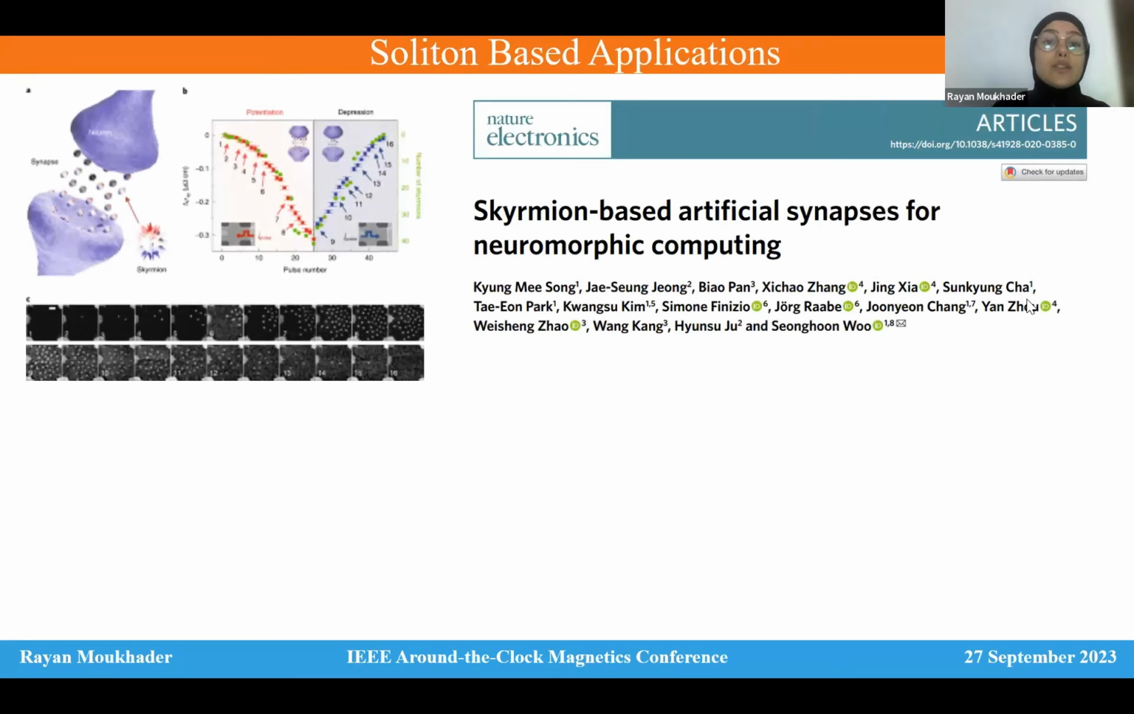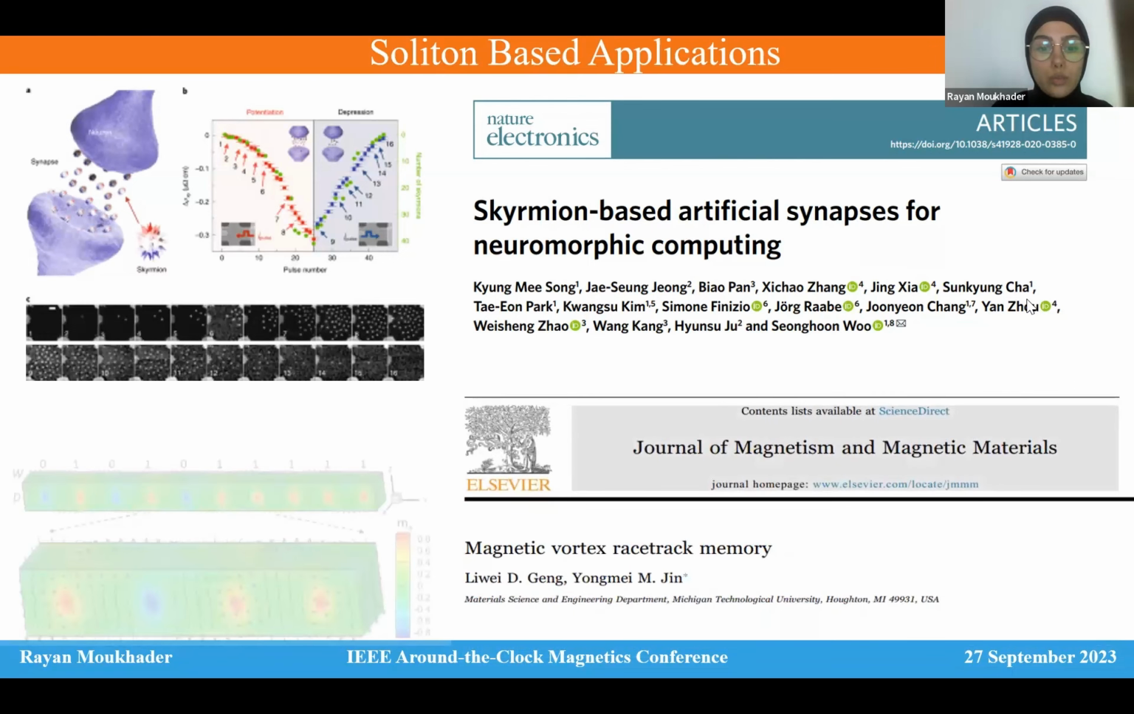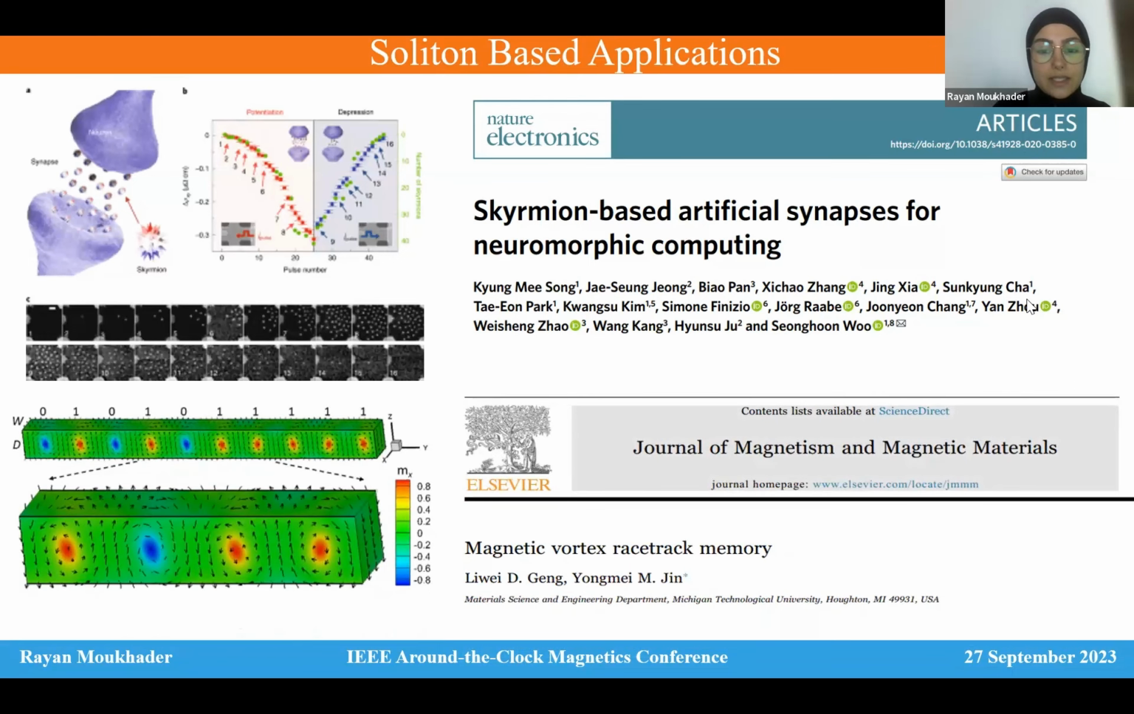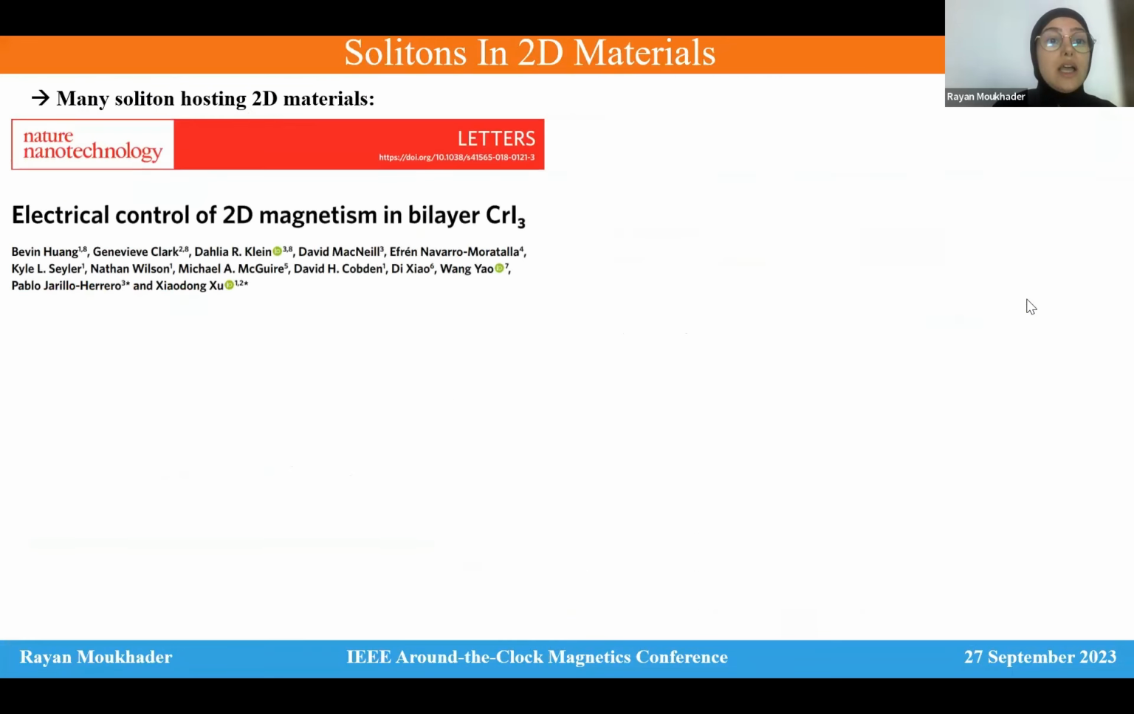Since solitons are considered promising for technological applications, we can have a quick example. We can talk about, for example, the skyrmion-based artificial synapse for neuromorphic computing, and another example, the magnetic vortex racetrack memory. We have to mention that solitons, skyrmions, vortices, and others showed appealing results in racetrack memory applications.